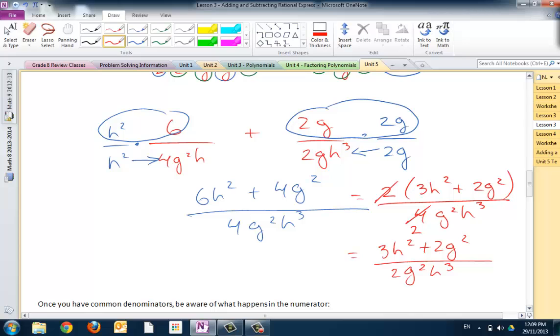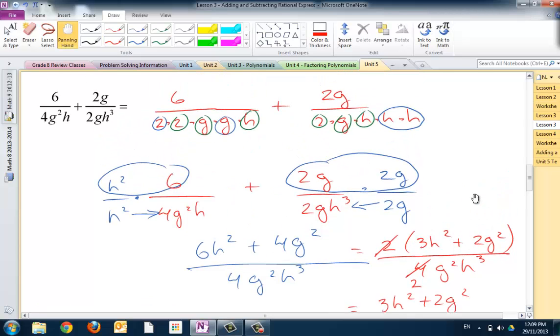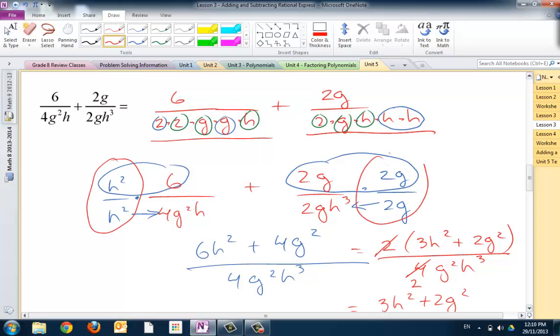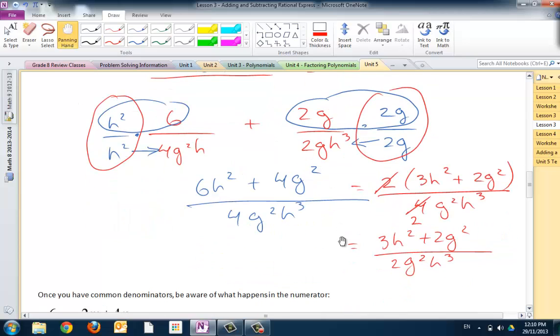So that's a bit of a longer process. The concept still applies. I'm taking a look at my denominators, seeing what's common and what's missing, multiplying by the missing elements so I can create an equivalent denominator for the two fractions. Then I'm examining what happens in my numerator and seeing if there's any way that I can simplify. And by simplifying, basically I'm reducing that rational expression to its simplest terms.